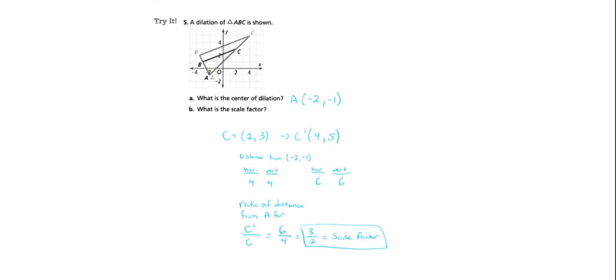So the horizontal and vertical distance away for C was 4 and 4 from that original A point. And then C prime is 6 and 6, right? So we need to set up a ratio right here of C prime over C. So 6 over 4 becomes a scale factor of 3 over 2 when reduced.